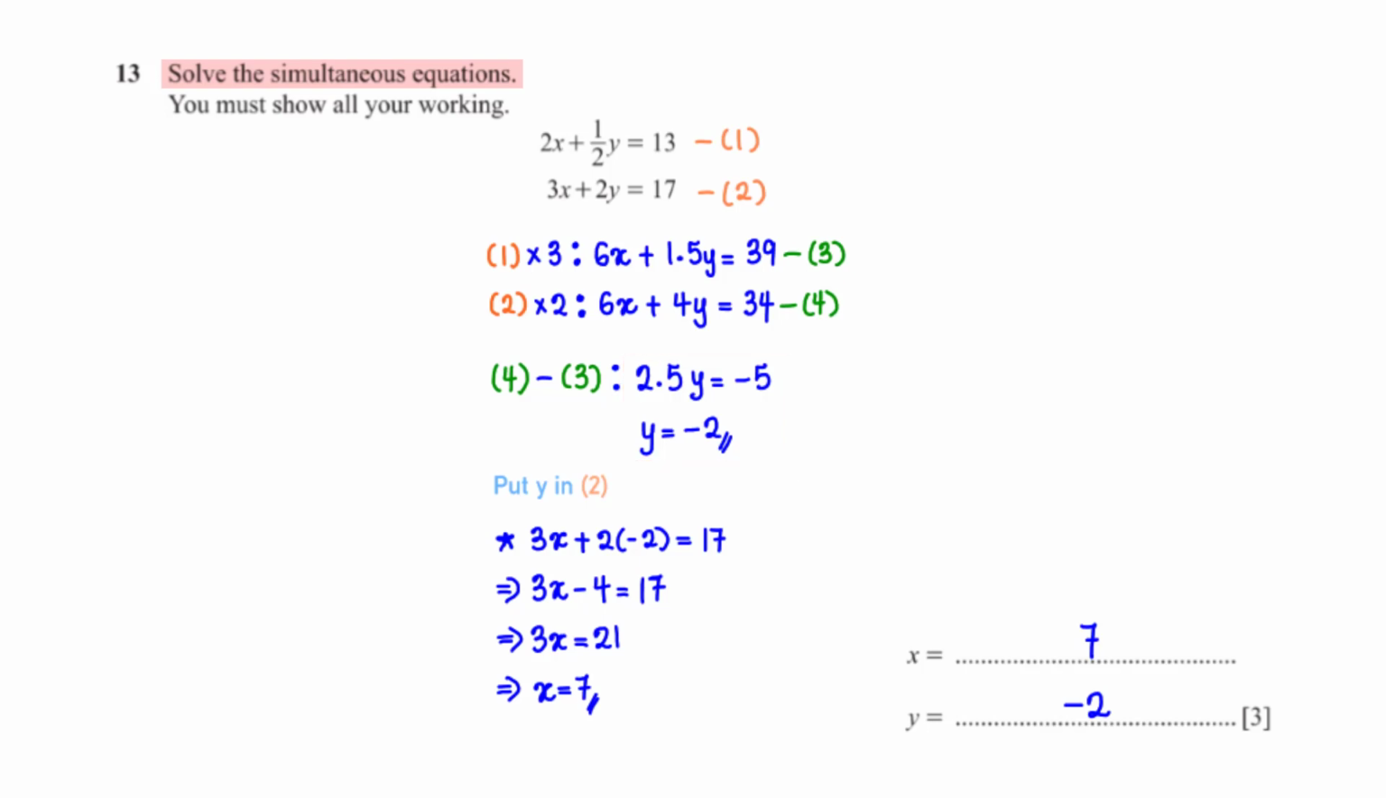So now we can plug in the value of y into any of the equations to get the value of x. If we pick equation 2, we have 3x plus 2 times -2 equals 17. 2 times -2 is -4. When we add 4 to both sides, we have 3x equals 21. And when we divide both sides by 3, we get x equals 7.